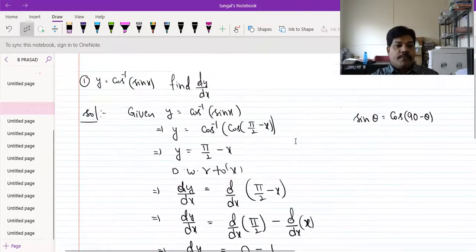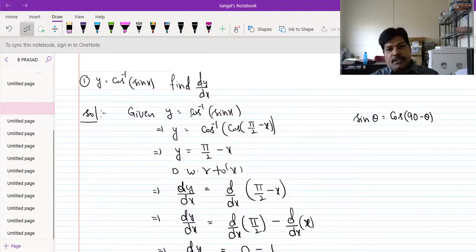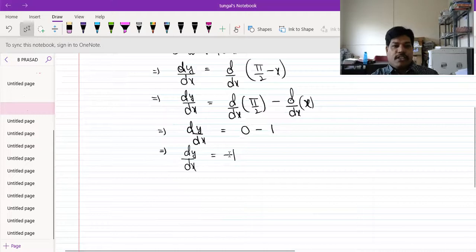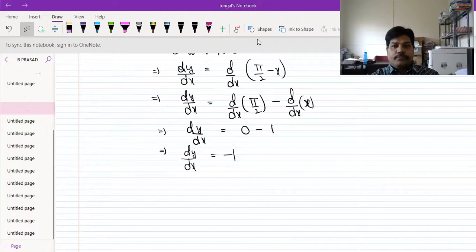So see that question, students. y is equal to cos inverse of sin x. So cos inverse of sin x can be written as cos inverse of cos of pi by 2 minus x. Otherwise, you can write cos inverse of sin x as pi by 2 minus sin inverse of sin x, which is pi by 2 minus x. So you can use any condition here and you will get the same. Understand that y is equal to pi by 2 minus x, so then differentiate the function. The derivative of that function is nothing but minus 1.